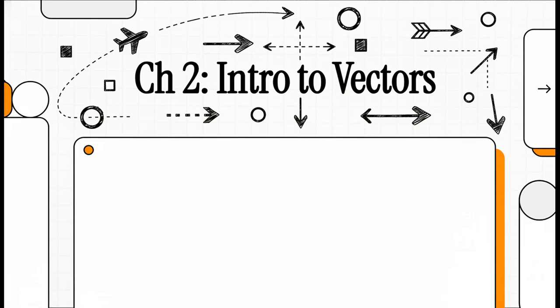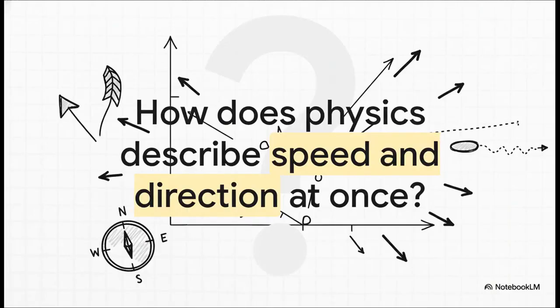All right, ready for a quick refresher on vectors? In this explainer, we're going to fly through a high-level review of Chapter 2. Think of it as making sure all the key ideas are locked in before we move on. So let's kick things off with a big question this chapter really answers.